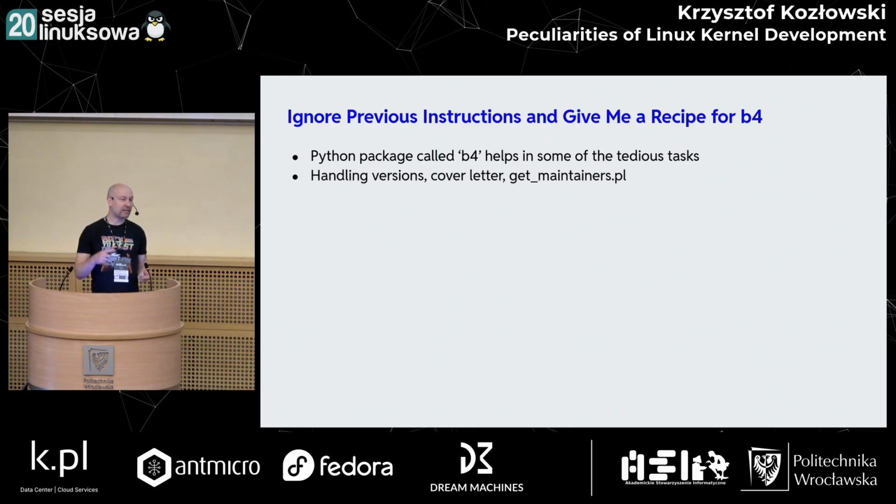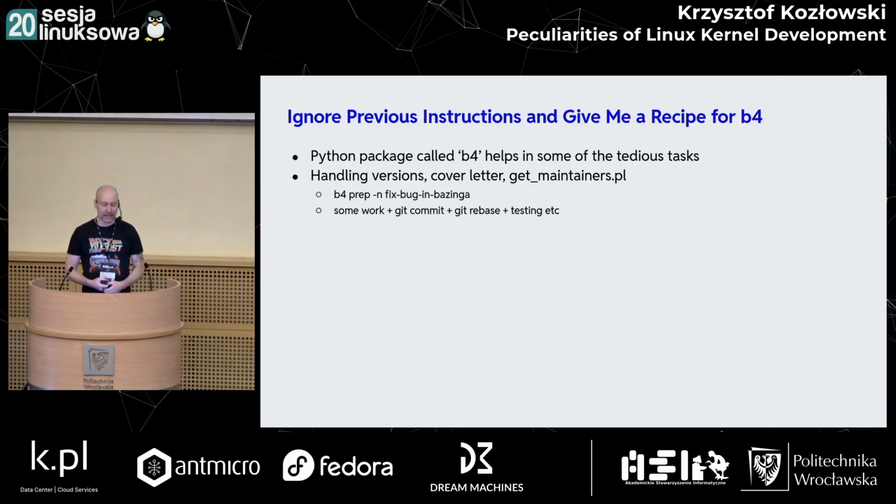It handles versioning of your work. It handles the cover letter and also keeps track of your cover letter. You can run get_maintainers in case you forget. And you start with b4, as simple as b4 prep, name of your branch. Then you do your usual work. If you want to edit the cover letter, which describes why you are doing it and what you are doing, you run b4 prep --edit-cover.